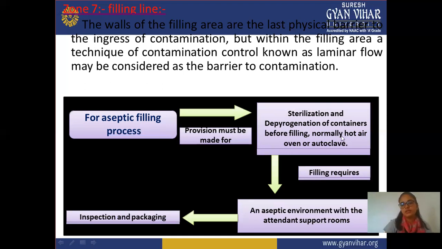For the aseptic filling process, provision must be made for sterilization and depyrogenation of the container, and before filling, normally a hot air oven or autoclave is used. Since this area is in a properly sterilized condition, before filling the final product or final formulation in the container, we should make sure that the area is properly sterilized and the product is depyrogenated, or free from pyrogen, and check for pyrogen presence. The hot air oven can also be used for proper sterilization of the container as well as your formulation. Next, filling requires this aseptic environment with attendant support, and rooms are present in this. And next, inspection and packaging take place after complete filling of the final formulation of your parenterals.